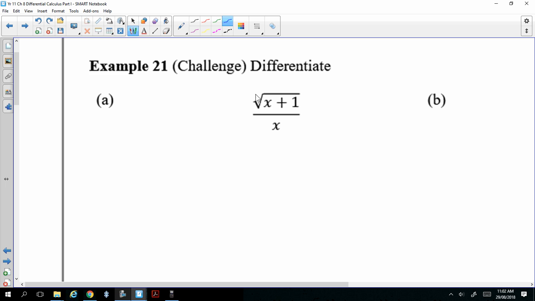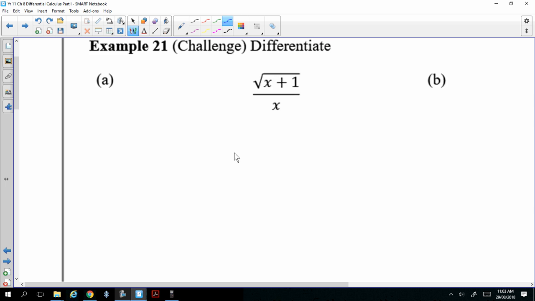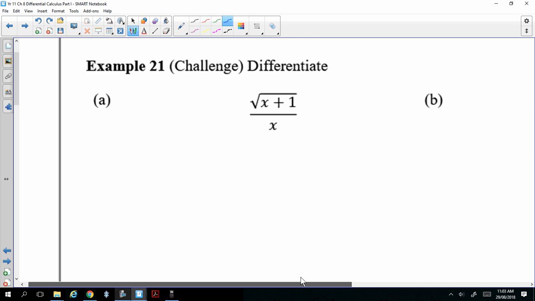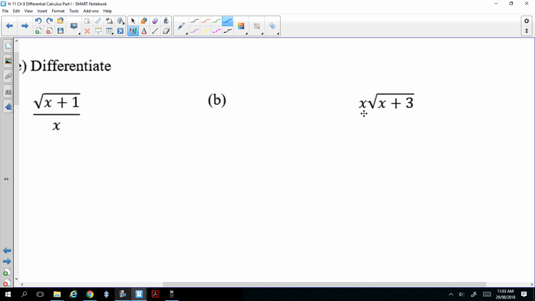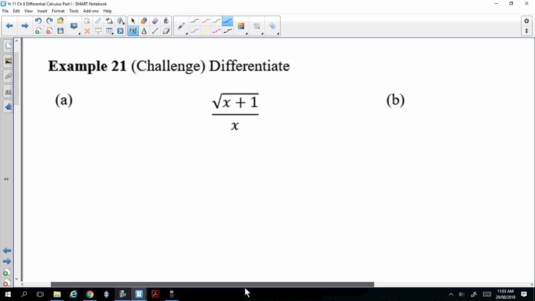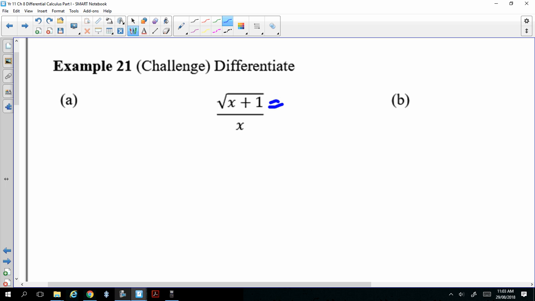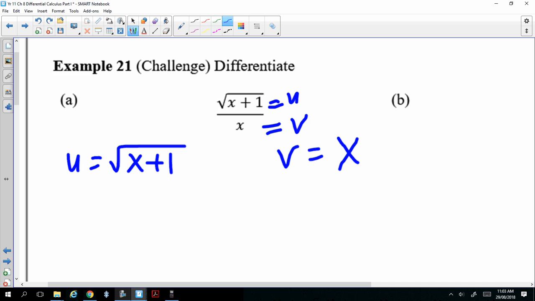Challenge. Okay. So this one, what rule do you use? Quotient rule, right? It's a fraction. What rule do you use for the second one? Product rule. Yep. Let's use the quotient rule. That's your u. That's your v. So let's write down u equals this, v equals this. Now, how do you differentiate a square root? What do you have to do first? Make it a half. Very good. And then do u dash, v dash.